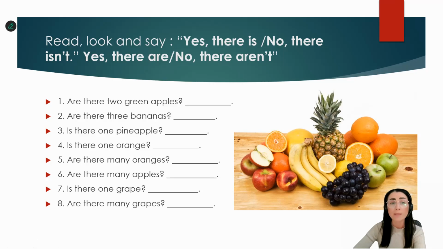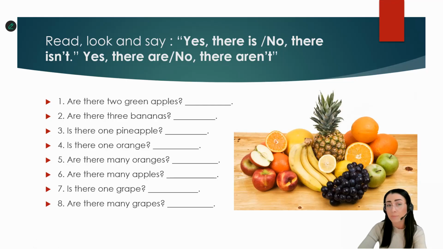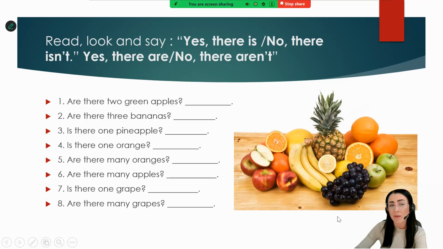Number 4. Is there 1 orange? Take a look. No, there aren't. Number 5. Are there many oranges? Yes, there are. Number 6. Are there many apples? Yes, there are. Number 7. Is there 1 grape? No, there isn't. Are there many grapes? Yes, there are.